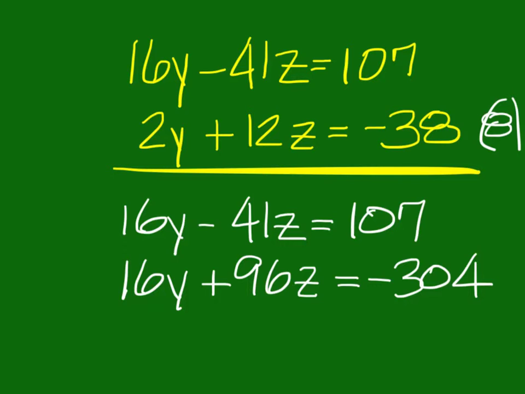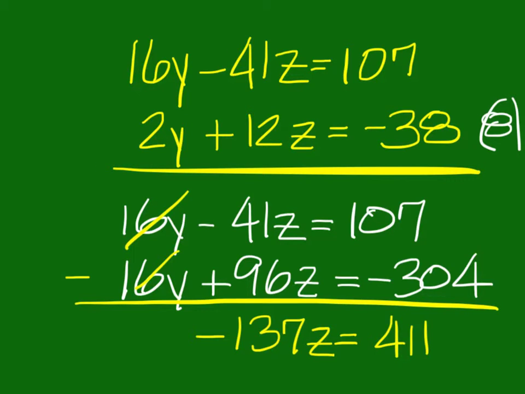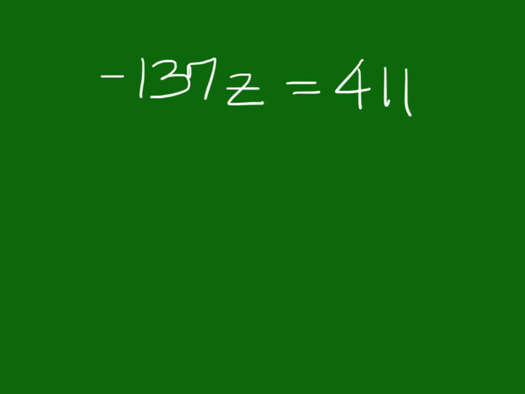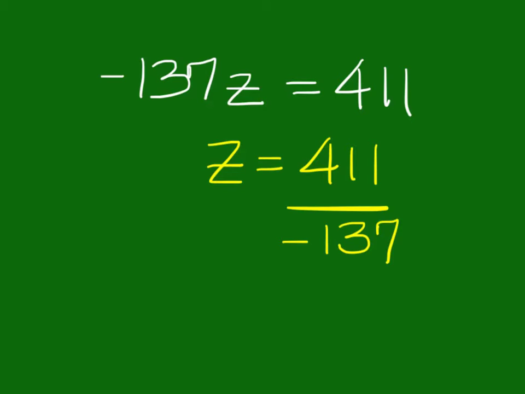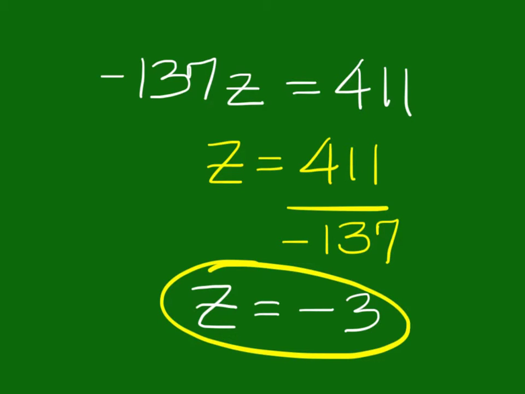And since the 16s are both positive, we subtract, and you'll come up with a negative 137z equals 411. You're going to have to divide 411 by a negative 137, and when you do that, you should come up with an answer of negative 3 for z.